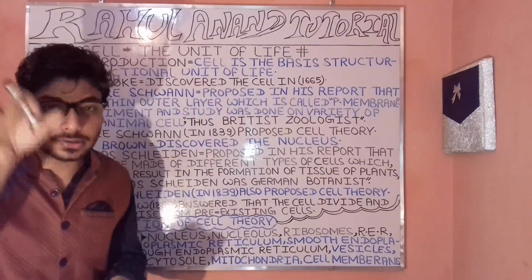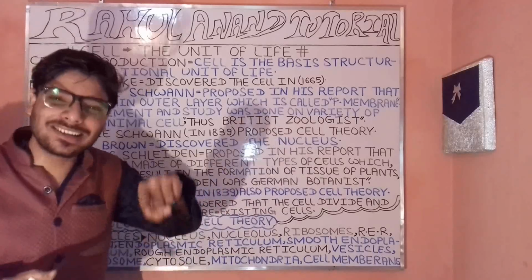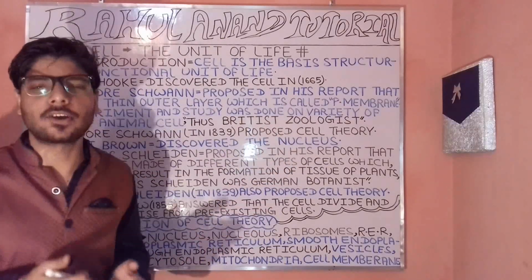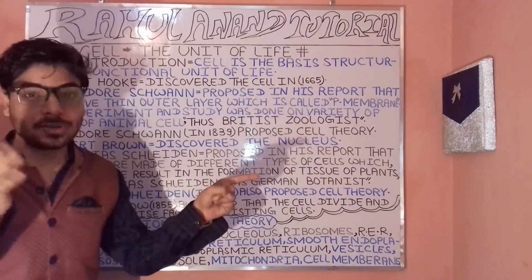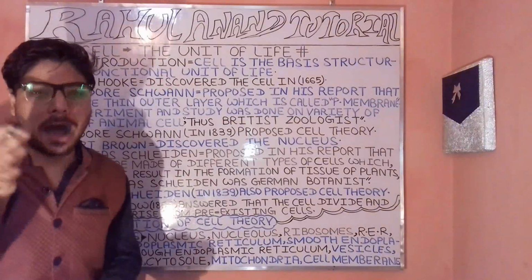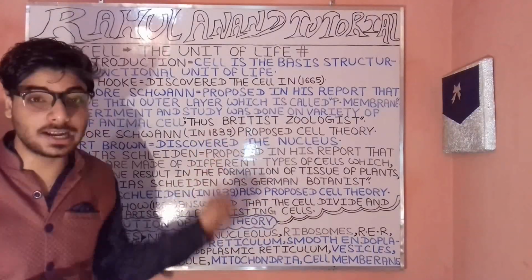Why so? This is because the same identical daughter cells are being produced from the pre-existing parent cells, or the ancestor cells. Remember and understand these cases, the cell division.